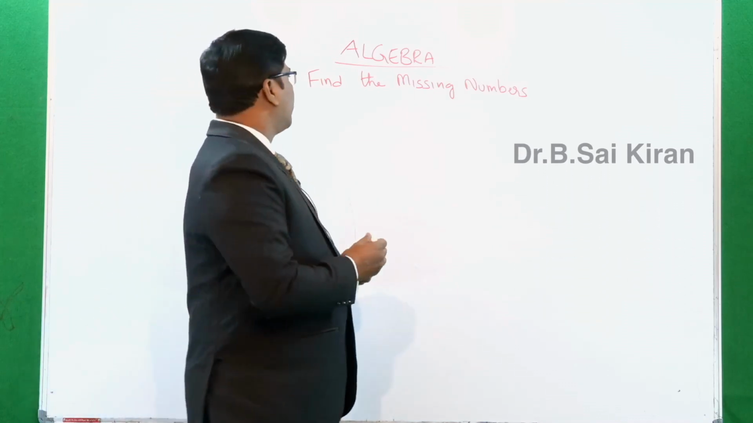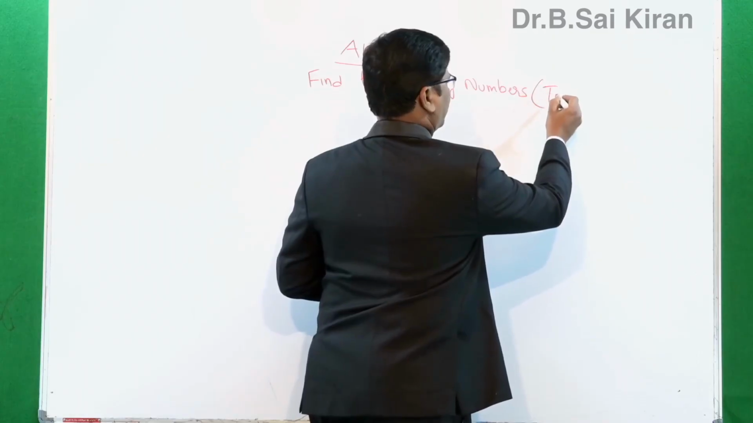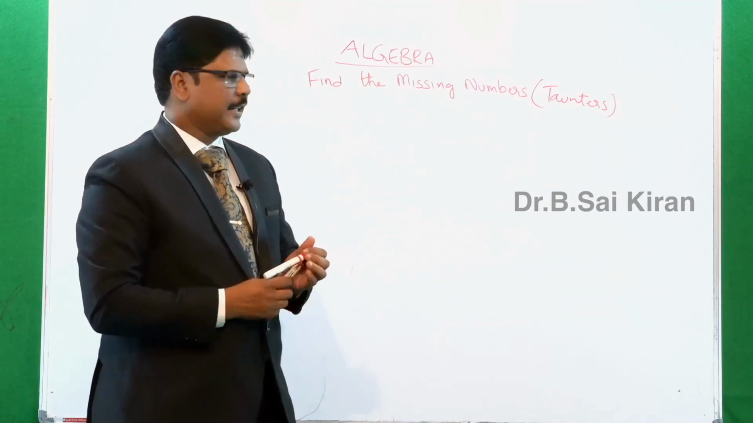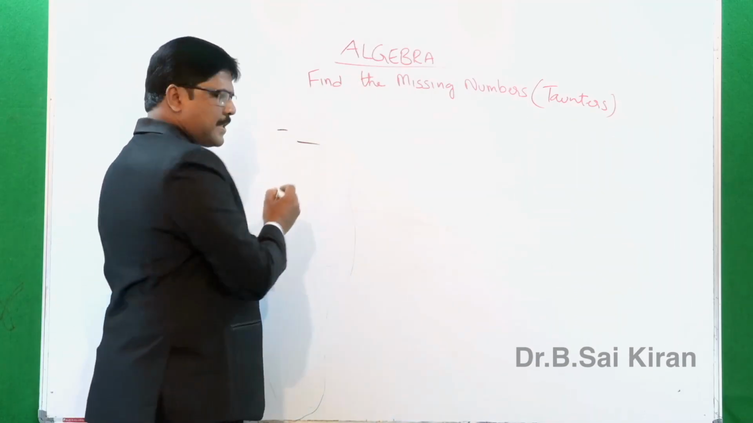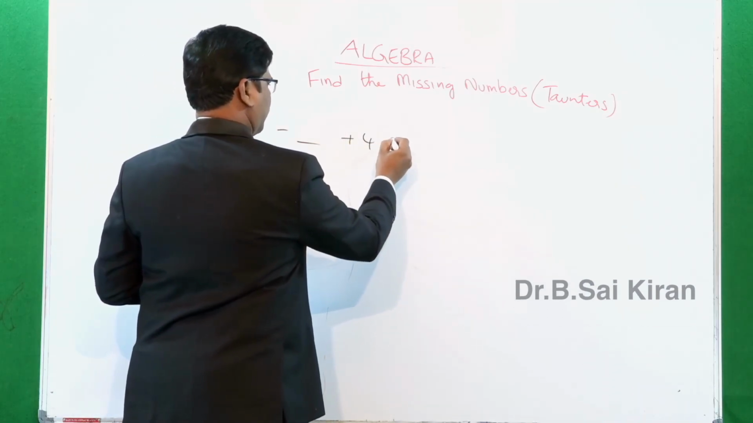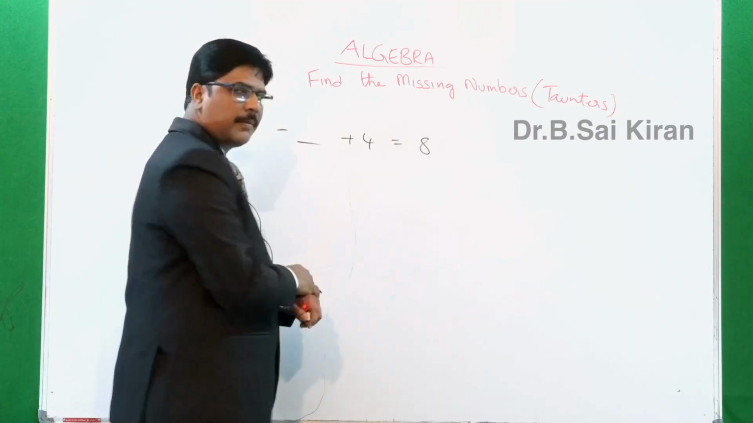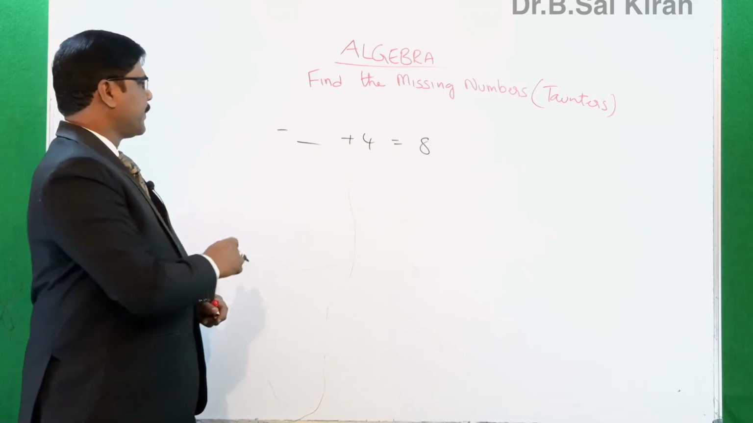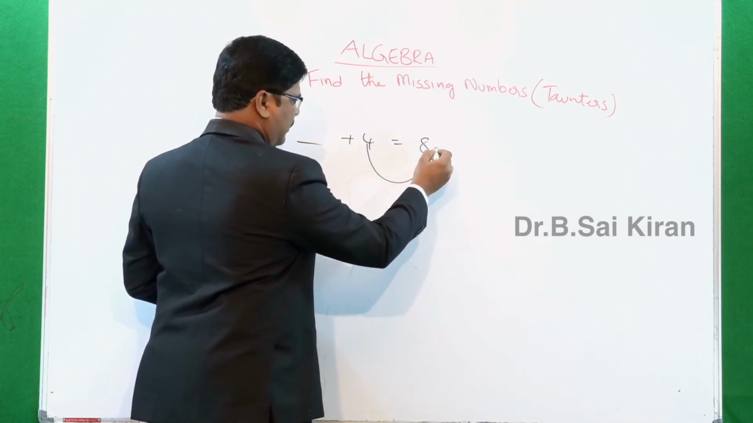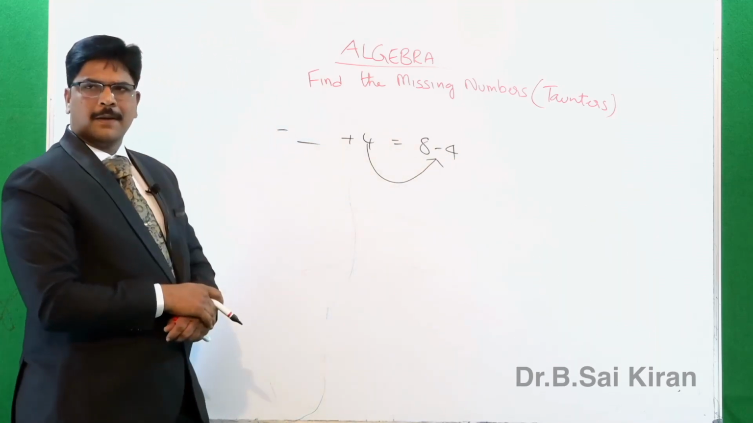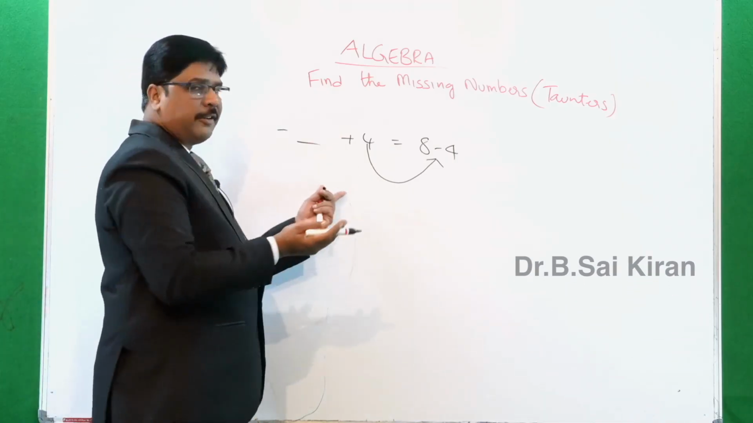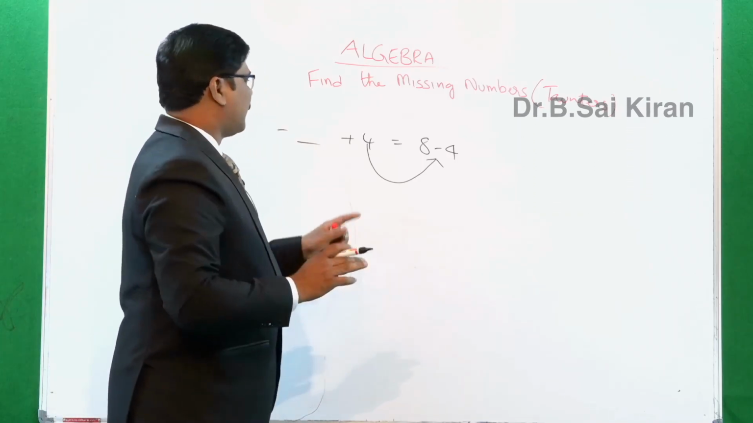Okay, now find the missing numbers. I used the word taunter, right? So what's the taunter? Now you'll understand. See, now look at this. Some minus number added to 4 will give you 8. So what's the answer? 4 goes to the other side, it becomes minus 4, right? 8 minus 4, how much do you get? You get 4, right? Now if I put minus 4 plus 4, it will be equal to 0.